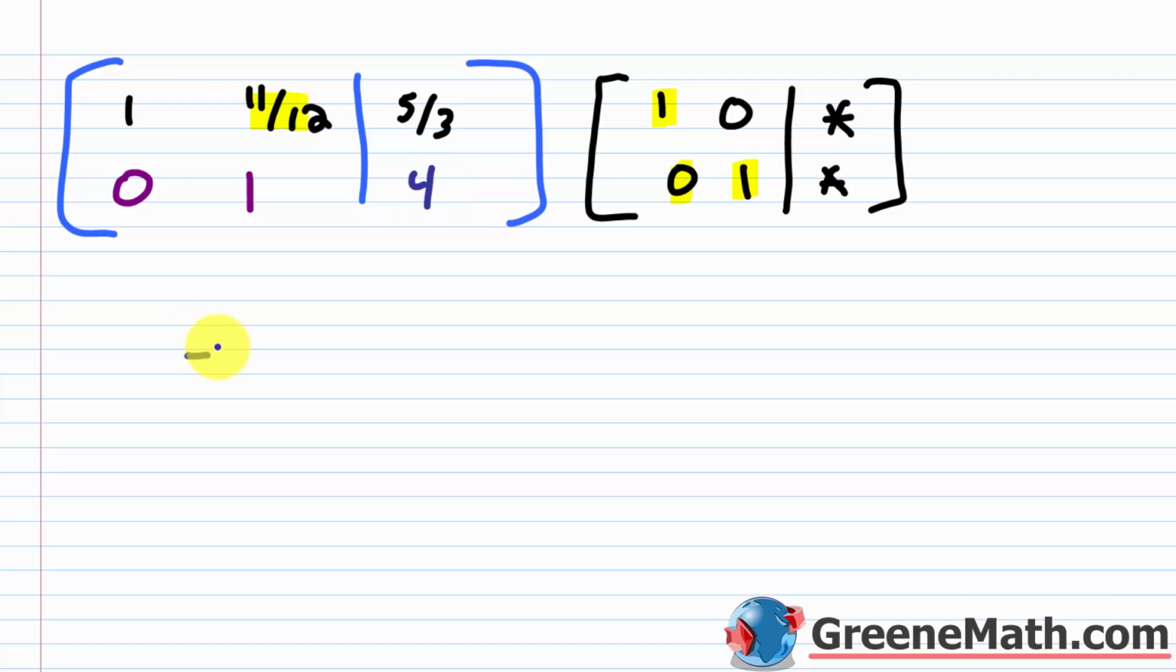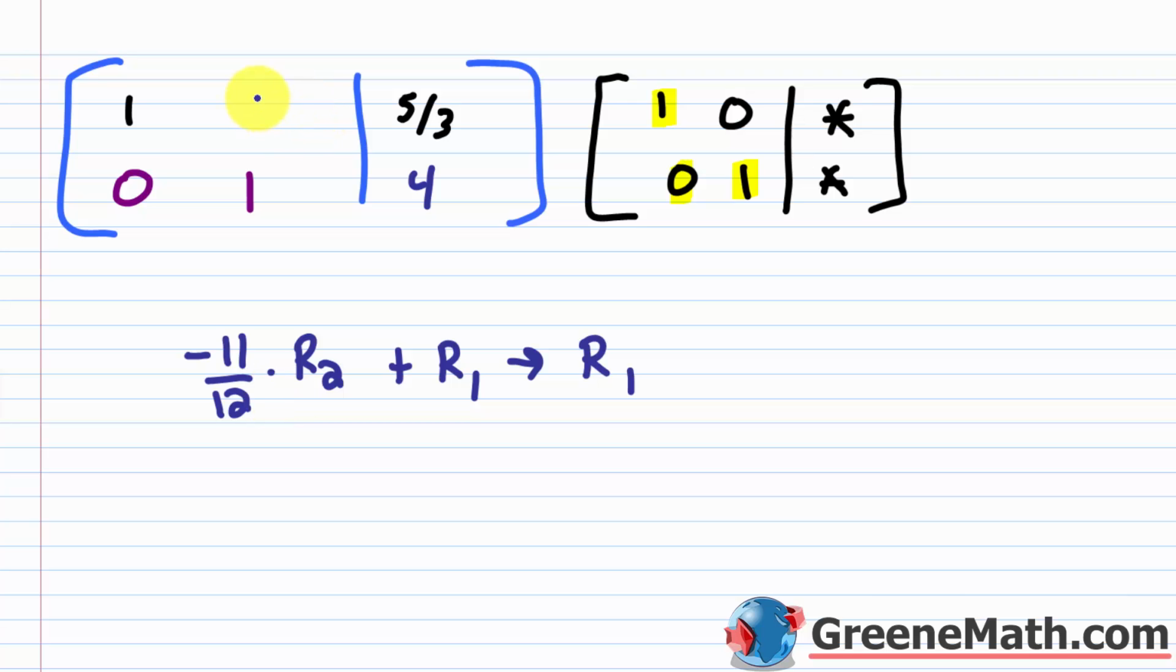So I'm going to multiply negative 11 twelfths times row 2, add the result to row 1. That's how I'm going to get my row 1. That's what I'm going to replace it with. So negative 11 twelfths times 0, I know is 0. 0 plus 1 is still 1. No change there. Then negative 11 twelfths times 1 is negative 11 twelfths. Then plus 11 twelfths is 0. So that's what we want there.